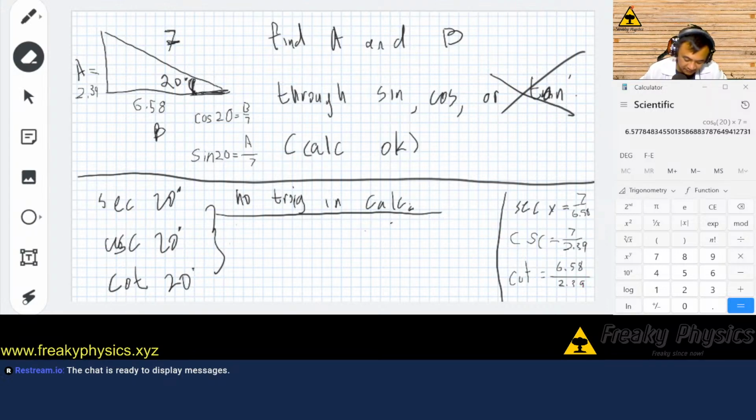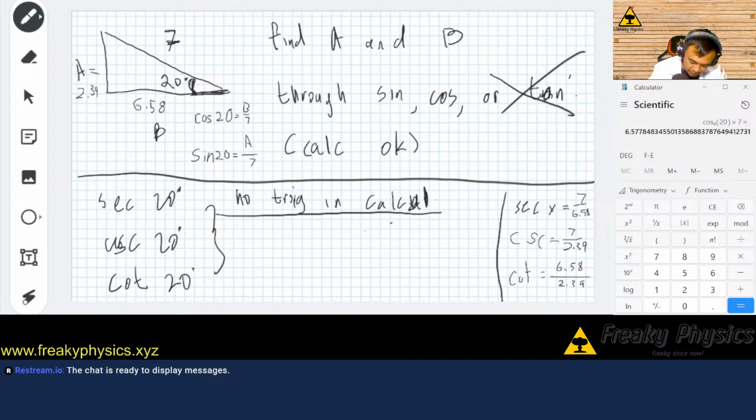And finally, just find the values. You can now calculate these values. While you do that, let me put that up again. Secant would be hypotenuse over adjacent. Cosecant would be hypotenuse, 7, divided by opposite, so A. And cotangent is going to be adjacent over opposite. All right, great.